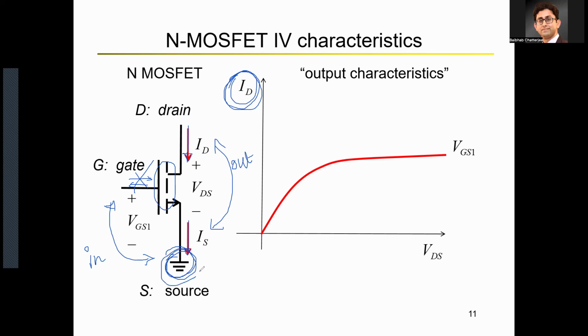And because source is the common terminal, you'll define your drain as the output terminal and your gate as the input terminal. And source is going to be the common terminal. This particular configuration is called a common source configuration because, as the name suggests, the source is the common terminal. So this is called a common source configuration.